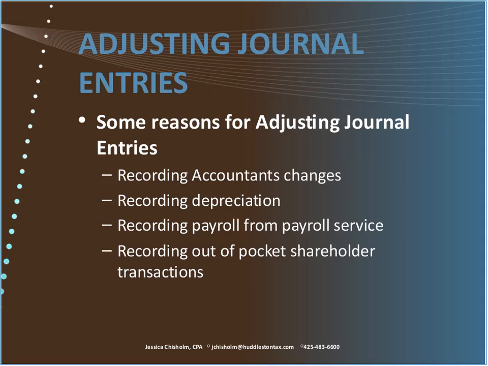So the next thing we'll go over is adjusting journal entries. Some reasons for adjusting journal entries would be to record accountant's changes. So maybe you didn't send an accountant's copy, or you removed the restrictions too soon and there were still changes. You can make those changes using journal entries. Other reasons are recording depreciation from the tax return, recording payroll from an outside payroll service, and recording out-of-pocket shareholder transactions.